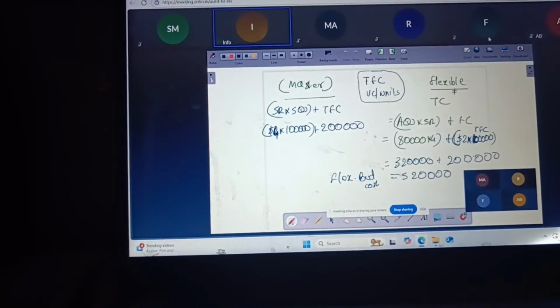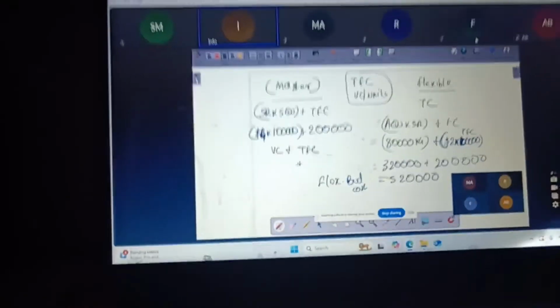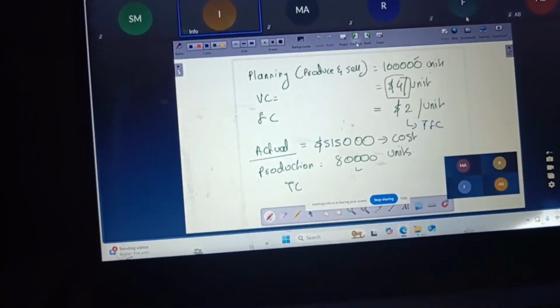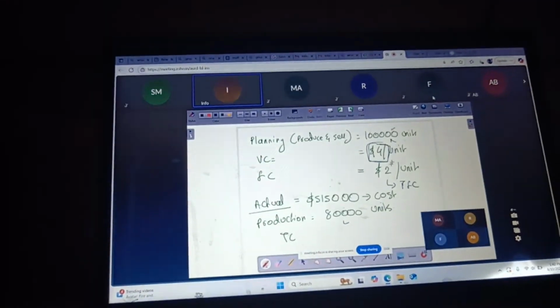Variable cost. To get the total cost, we are calculating variable cost plus total fixed cost, right? Variable cost is given in the problem as $4 multiplied by 100,000. $2 multiplied by 100,000. That will be 600,000. Master budget amount. Now coming to the concept. 600,000 is the budget, expected budget, planned budget.